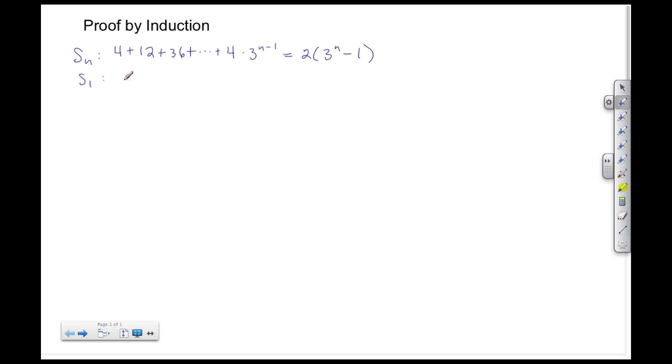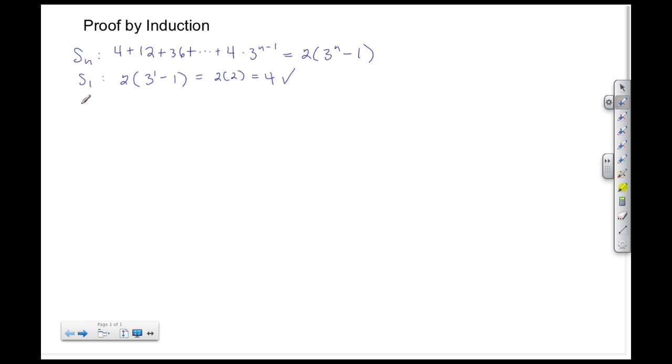Let's take this expression, 2 times the quantity 3 raised to the n minus 1. Well, n is 1. 3 to the first power is 3, and then 3 minus 1 is 2. So we end up with 2 times 2, which does come out to be 4.